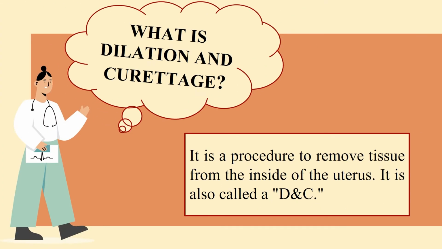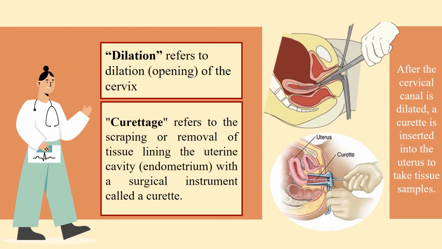Dilation and curettage. What is dilation and curettage? Dilation and curettage is a procedure to remove tissue from the inside of the uterus. It is also called a D&C. Dilation refers to dilation, opening, of the cervix, the lower part of the uterus that opens into the vagina.